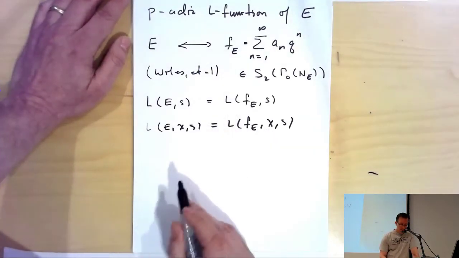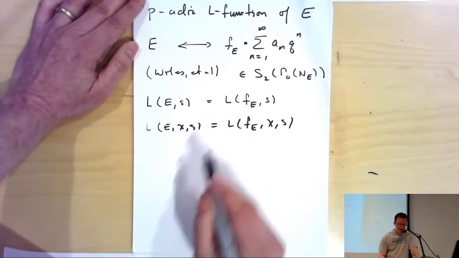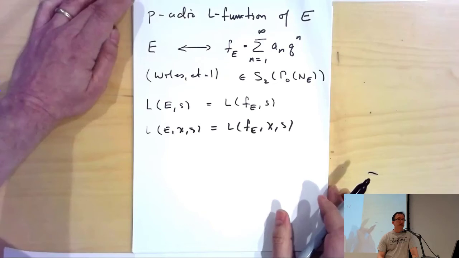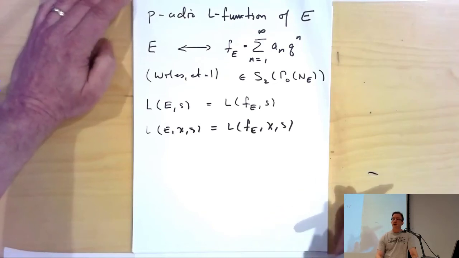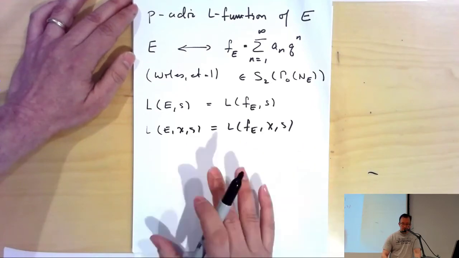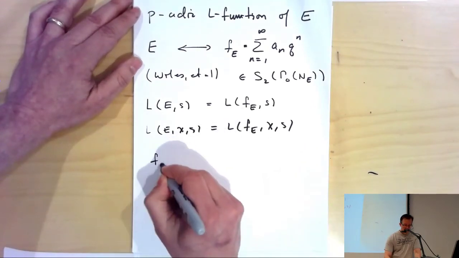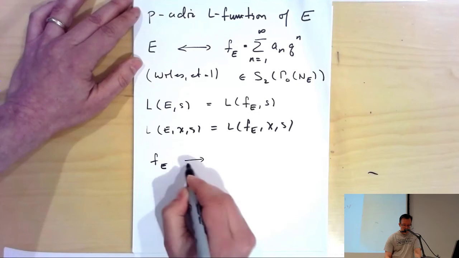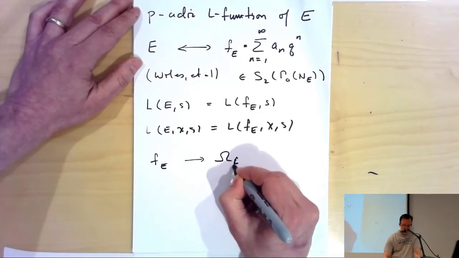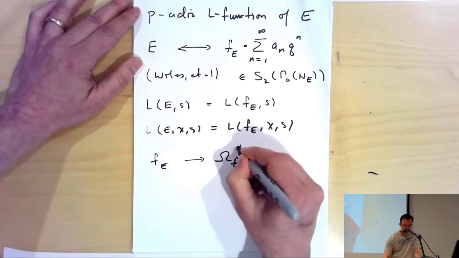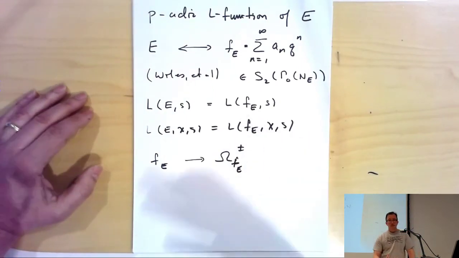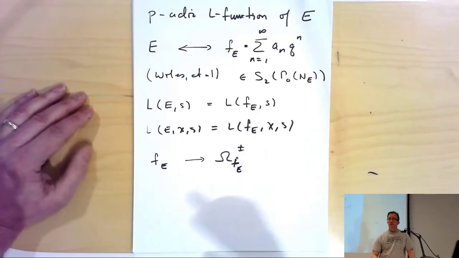Associated to f_E, you can associate very naturally, at least up to a p-adic unit, what we might call canonical periods. And there's actually two of them, omega f_E plus and minus. So there's two canonical periods that can be defined using de Rham cohomology.